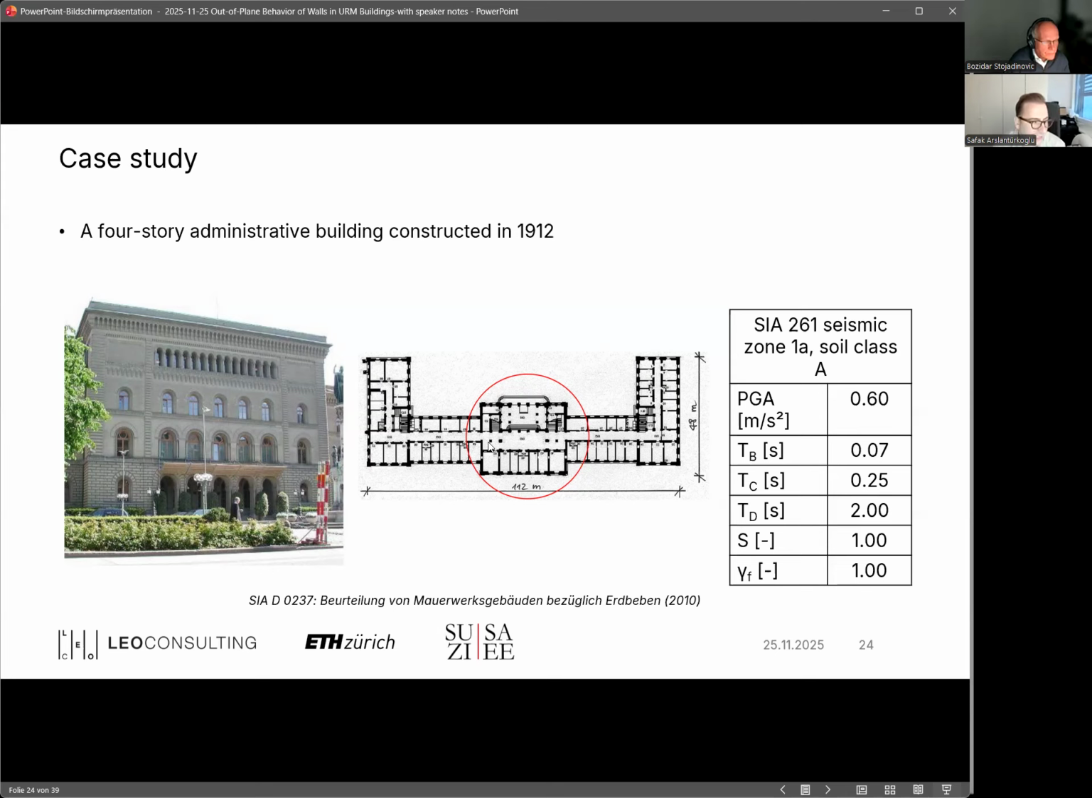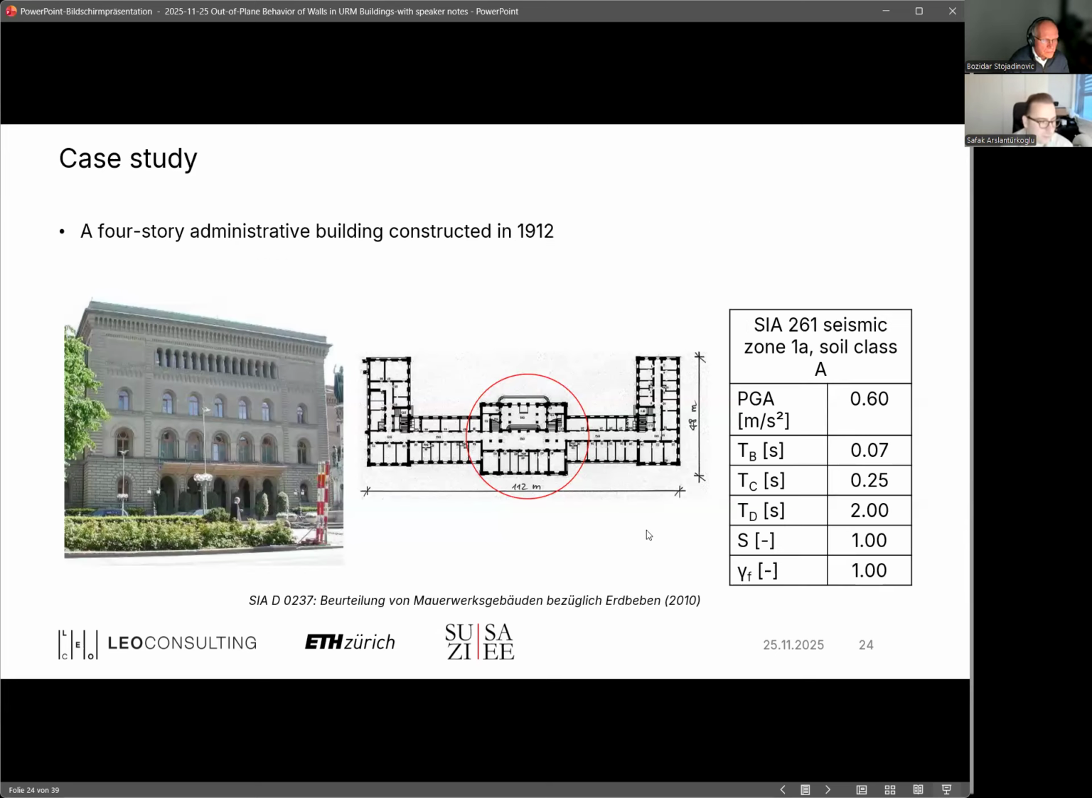A facade of the building, and here you see in this red circle the central part of the building, and the focus is there. Also to mention, in the table on the right side we have the seismic zone. So we have zone 1A, that is the seismic zone with the lowest hazard in Switzerland, with a PGA of 0.6 meter per square second. And then we have the corner, so the spectral shape parameters. The soil factor is set to 1 because we have soil class A, and then the importance factor is also, just for the sake of simplicity for this example, set to 1.